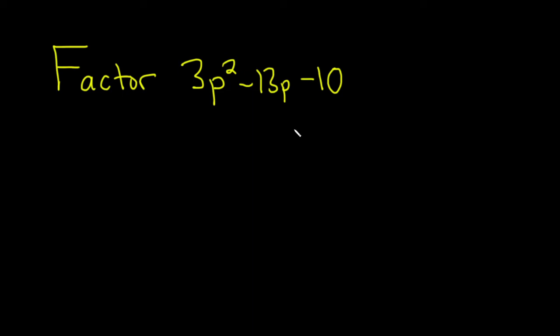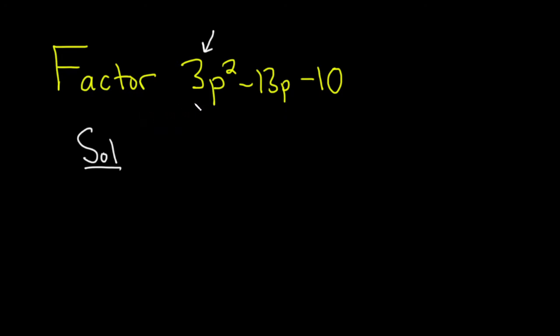Hello, in this problem we're going to try to factor 3p squared minus 13p minus 10. Let's go ahead and try to do this solution. So this is a little bit harder because the number here is not a 1. And so if you use the guessing method, which I'm a huge fan of, it's going to be a little bit harder. So instead we're going to use something called the AC method.